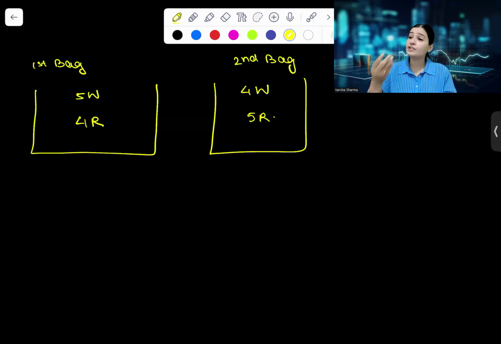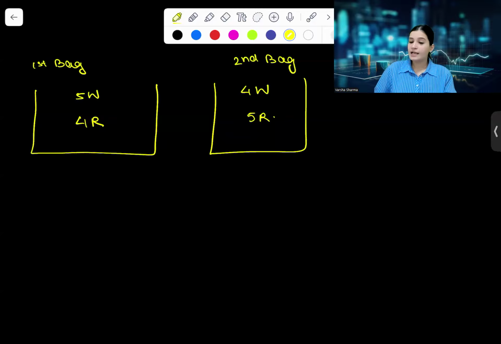4/9. If I would have asked you, what is the probability that a red ball is picked up from the second bag? 5/9. Understood? So when I tell you both the event, that is conditional probability. Everybody clear? Yes, ma'am. Okay.